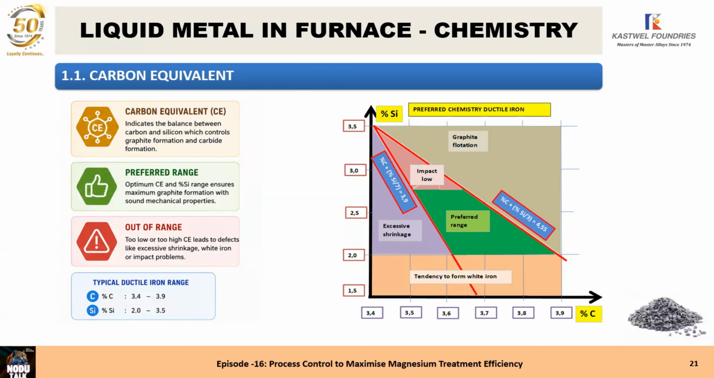If we are above the top red line, we will have graphite flotation. If we are left of the bottom red line, we will have excessive shrinkage, and if we are under 2% of silicon, we have a tendency to form white iron. Always when you have your carbon and silicon, please check it in this graph.